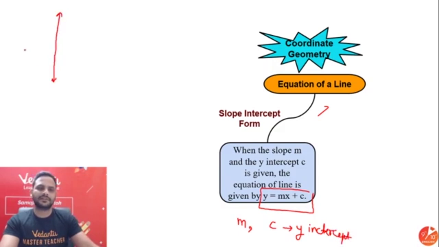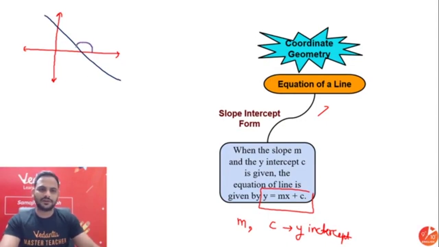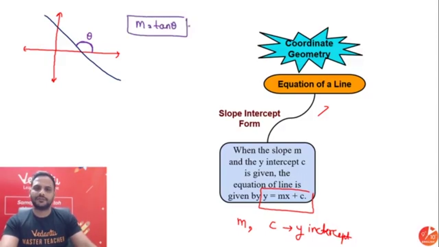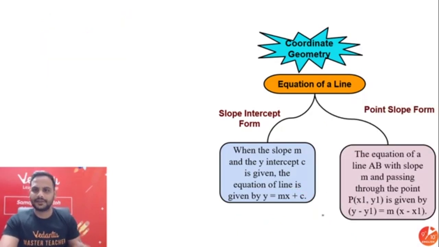For example, this is your x and y axis, and let's say this is your line. Whatever is the theta with the x-axis, measured anti-clockwise, this is theta. So the value of m will be equal to tan theta. If you know the value of m and the point at which this line intersects the y-axis, that is called c. If you know these two things, you can directly use this form, y = mx + c.